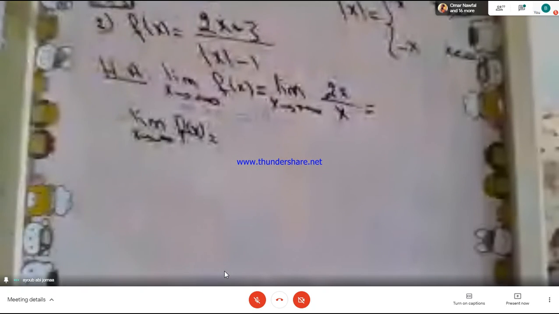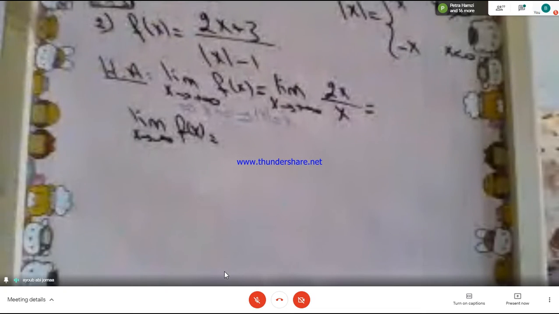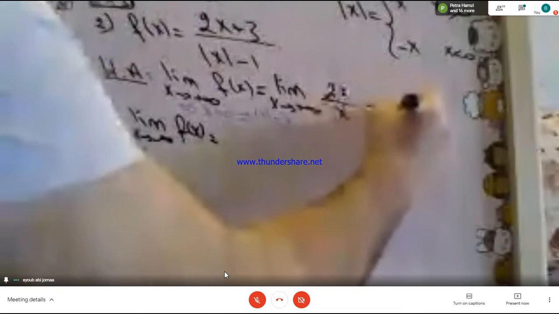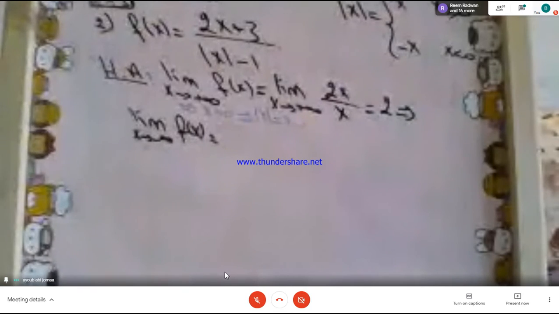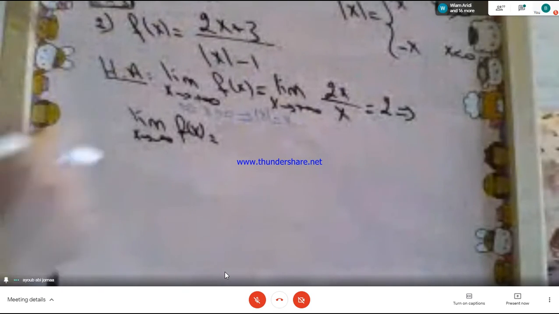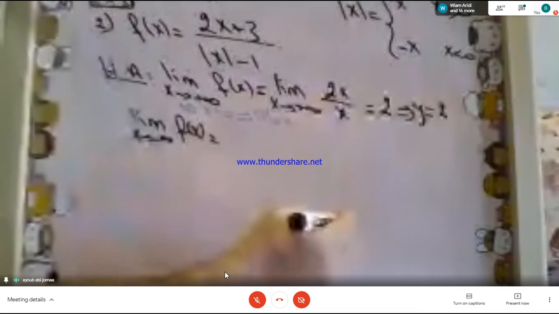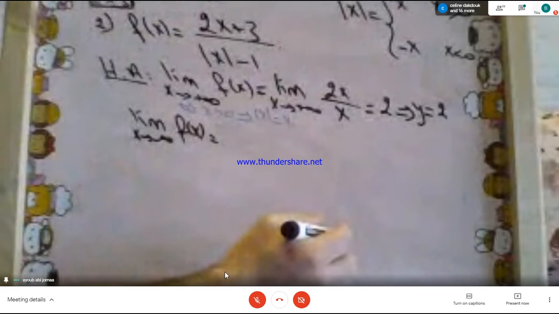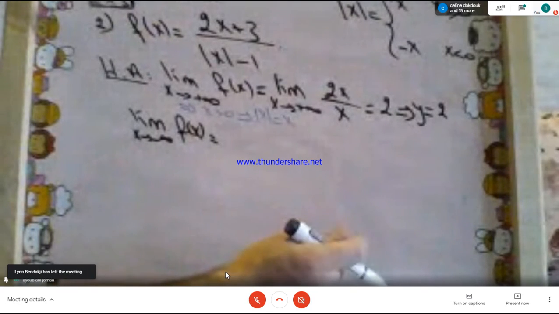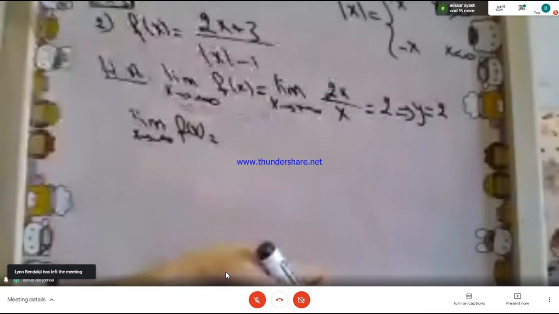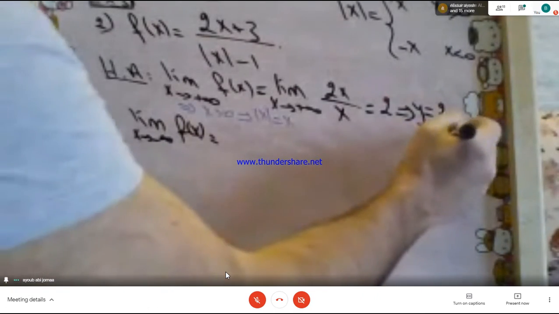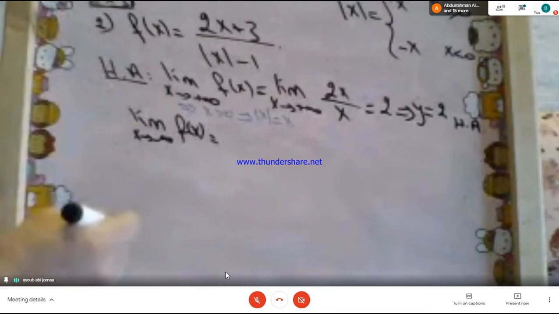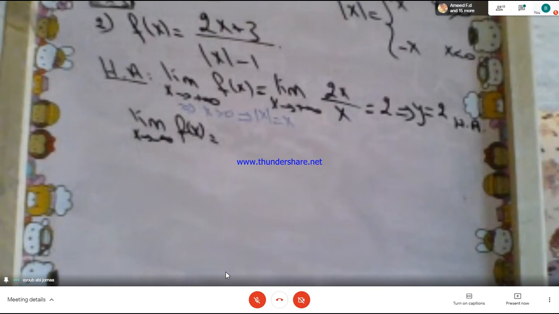Good. What will be the answer? 2x over x, which is 2. Then what can we deduce? The line of equation y equals 2 is a horizontal asymptote. Now the limit as x approaches negative infinity.